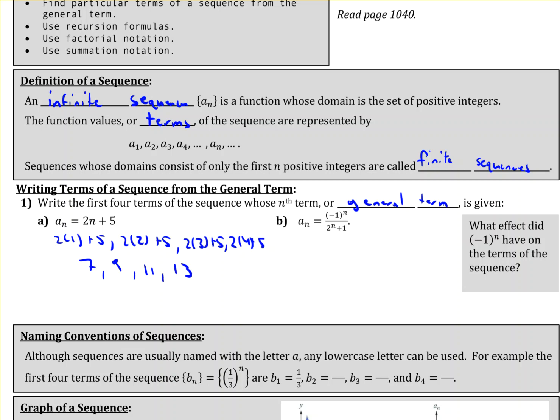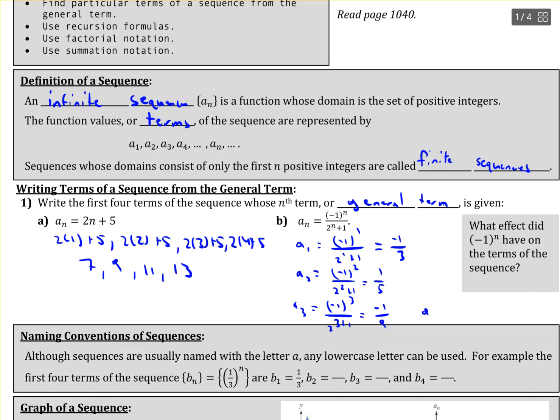So here, a1 is going to equal negative 1 to the 1 over 2 to the 1 plus 1. Well, that's equal to negative 1 over 3. a2 is going to equal negative 1 squared over 2 squared plus 1, which is equal to 1/5. a3 is going to equal negative 1 to the third over 2 to the third plus 1, which is 2 to the third is 8 plus 1, it gives me 1/9, and it's going to be negative. And finally, a4 is going to equal negative 1 to the fourth over 2 to the fourth plus 1, which is equal to 1 over 17.